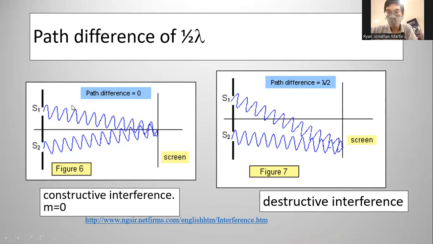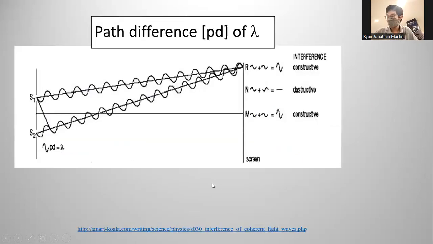These two are the same length, so the path difference is 0. The first dark band is where the path difference is half lambda. That means this one has to travel a longer distance than this one by half a lambda. So this will be destructive interference, and this will be constructive interference. This is just to show you path difference, that's all.